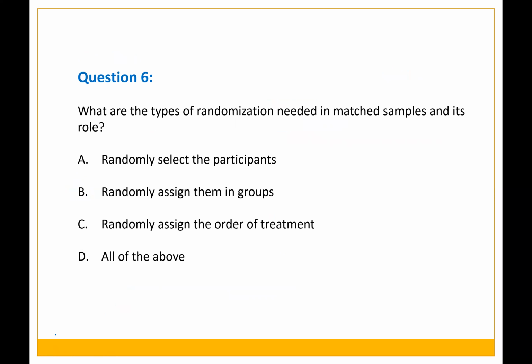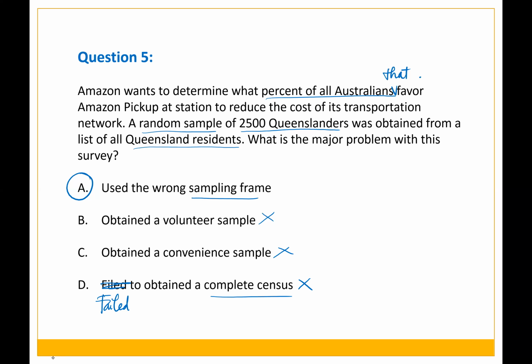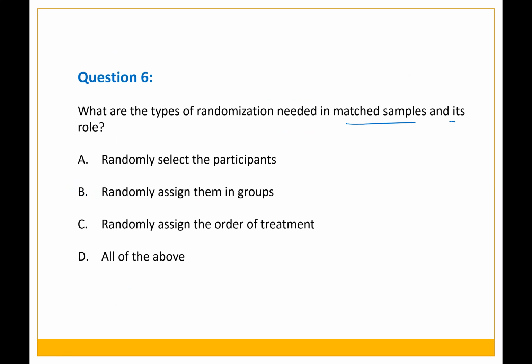Now we have the last question. Pause me, but I think this one is really quick, 30 seconds, so you can work on this with me. What are the types of randomization needed in matched sample pairs, and what's the role of randomization?